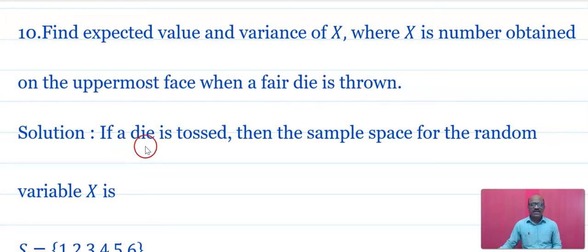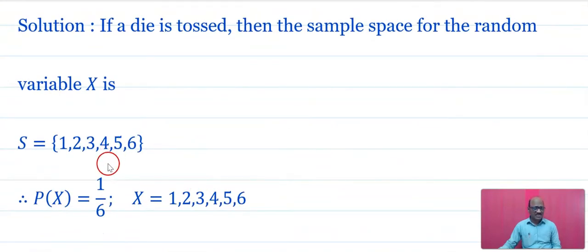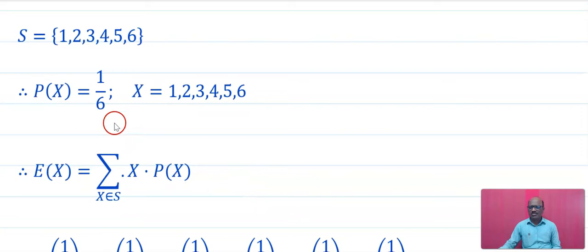Okay, if a die is tossed, then the sample space for the random variable X is S = {1, 2, 3, 4, 5, 6}, and P(x) = 1/6, where the values of x are 1, 2, 3, 4, 5, 6. Each has equal probability, that is P(x) = 1/6. Then what is E(x)? That is the summation of xi into pi.